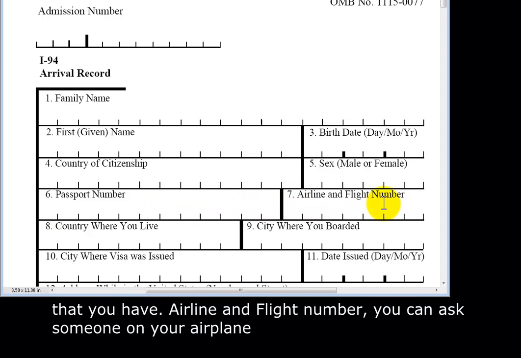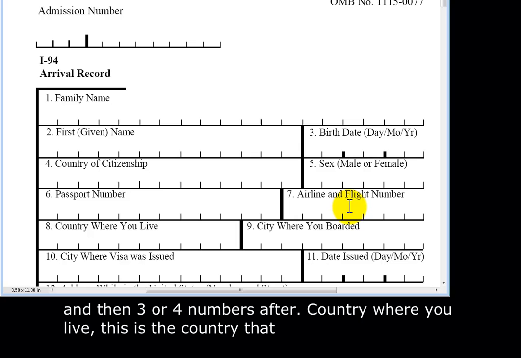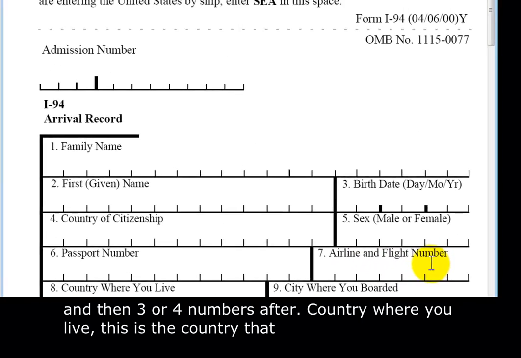Airline and flight number, you can ask someone on your airplane what the airline and flight number is. If you do not know, it will usually be 2 or 3 letters and then 3 or 4 numbers after.